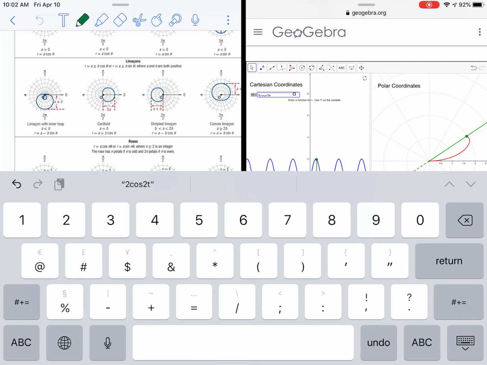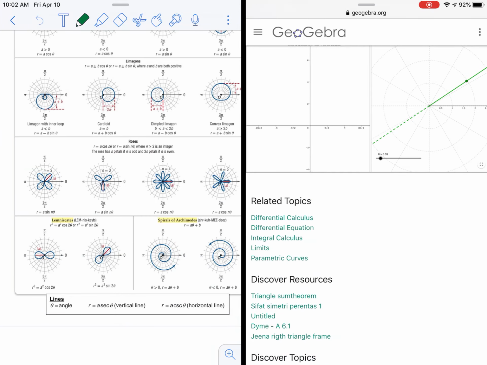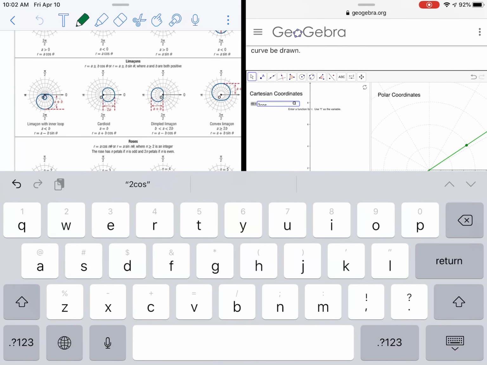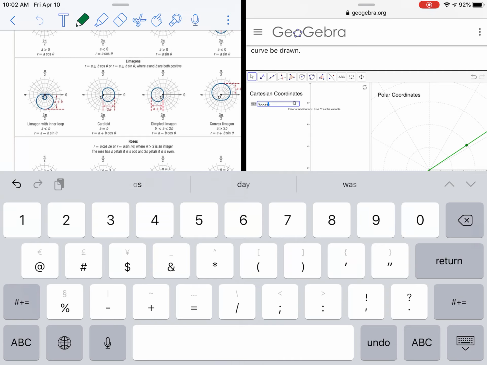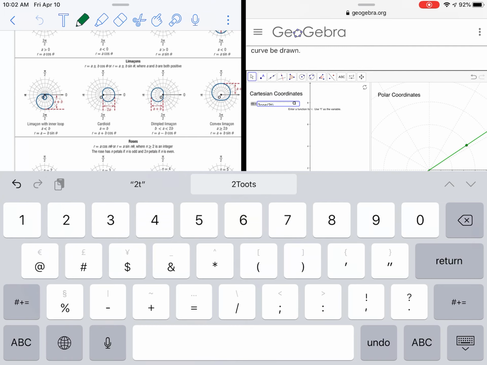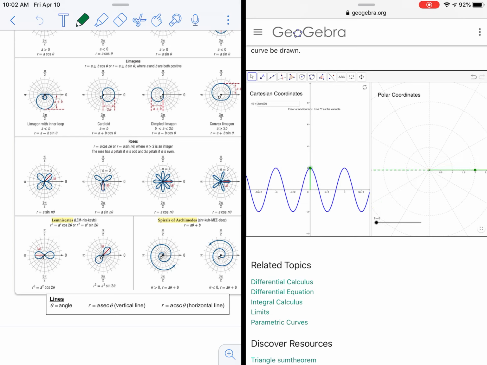Do I have to close parentheses? I don't know. Does it have parentheses? I don't think it does. I think we're okay. Nope. We're not okay. Let's just make mistakes and make a fool of myself. Do you like how my autocorrect goes to 2 toots? No, I don't mean 2 toots. Apparently, I may type 2 toots every now and then.